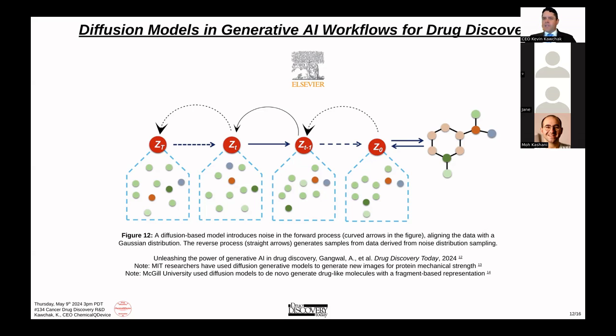In this specific case, they didn't use agentic reasoning, but keep in mind this specific molecule was used with diffusion-based, or it's a depiction, which introduces noise in the forward process, the curved arrows, and then aligning data with a Gaussian distribution here too. And it generates the sample from data derived from noise distribution sampling. So this is the output here for this specific diffusion model.